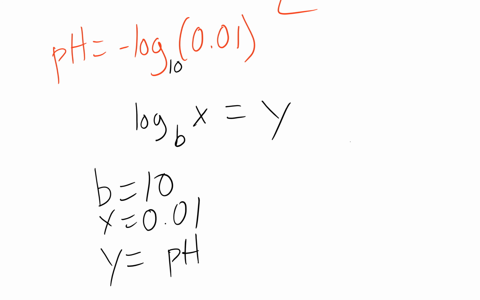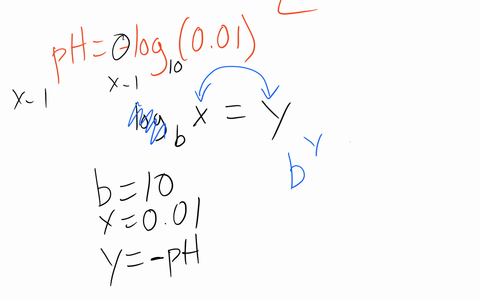But there's one thing to be careful about. We have a negative sign right here. See that? Multiply both sides by negative 1, and you get negative pH, and that's actually what it should be. Y should equal the negative pH. Now you just do the same thing we did before with the equation. Plug it in, cross out the log, switch the X and the Y. You get B to the Y equals X.